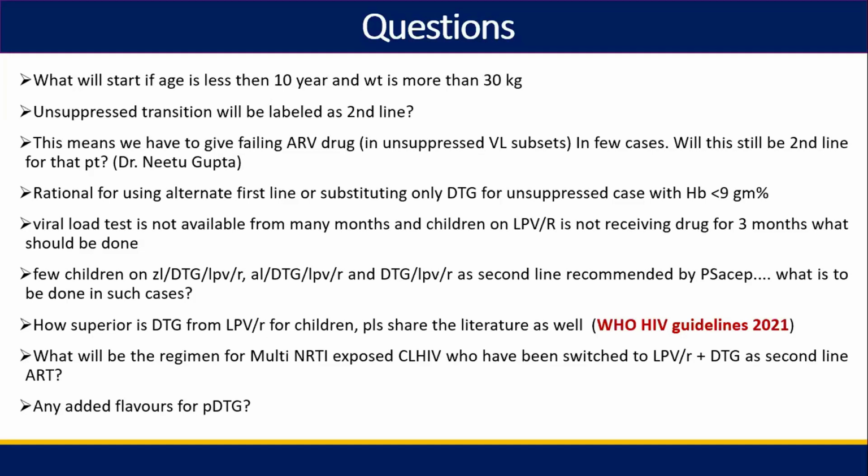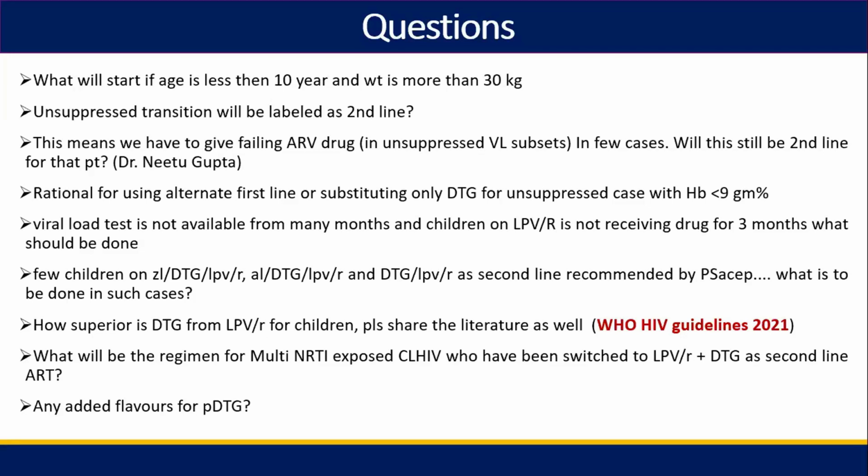Viral load test is not available for many months and children on lopinavir, ritonavir are not receiving the drug for 3 months. What should be done? This has been addressed. So you immediately shift them to the NRTI, with the existing NRTI backbone and DTG, and then do a viral load after 6 months.